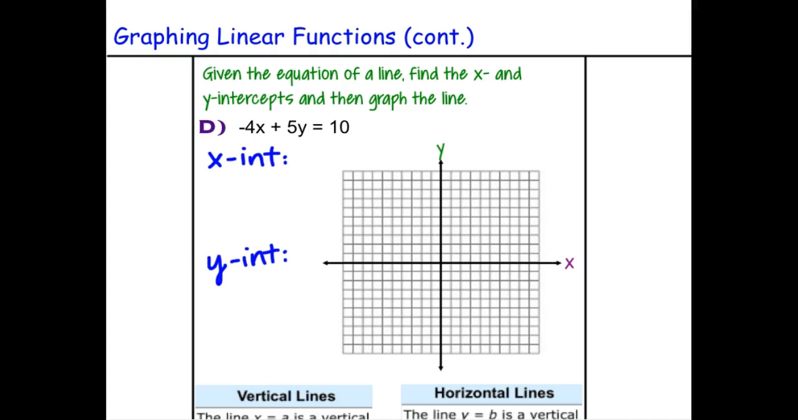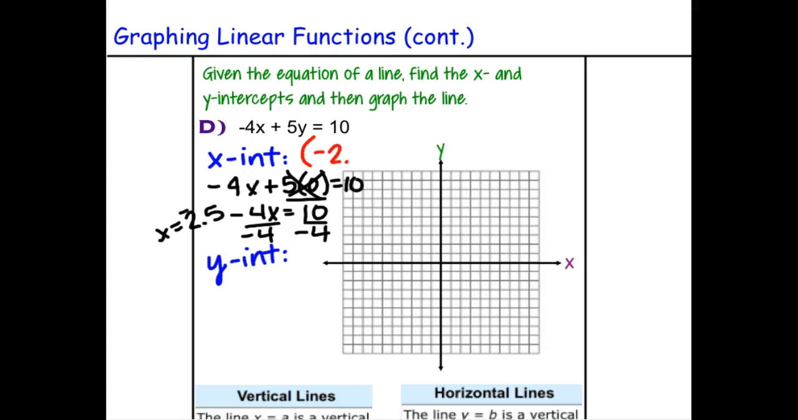So when I do my x-intercept, I know x-intercept means I want the number that x is when y is 0. So I'm going to take negative 4x plus 5 times 0 equal to 10. 5 times 0 is 0, so that's crossed off. So you have negative 4x equals 10. Divide by negative 4, and I get x equals negative 2.5. I do not want it left as just negative 2.5. I want it written as an ordered pair. So it would be negative 2.5, comma 0.